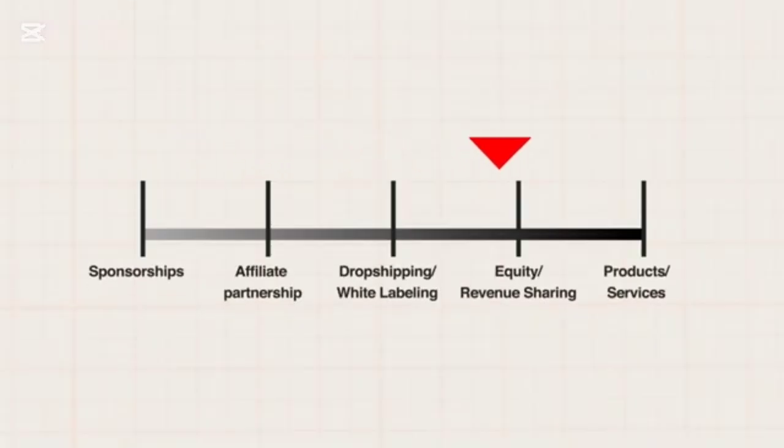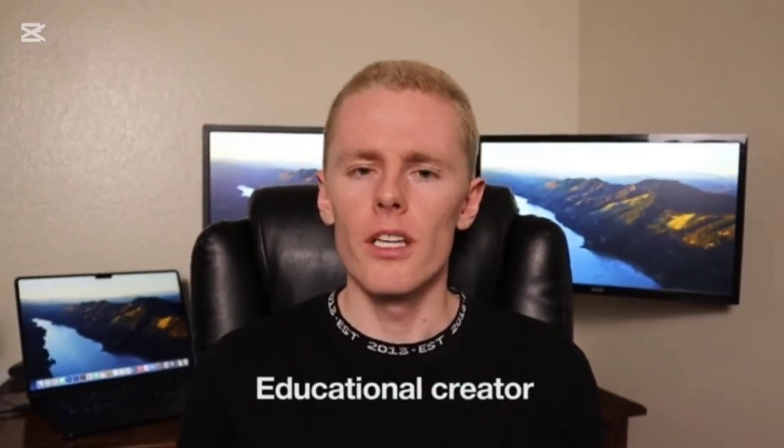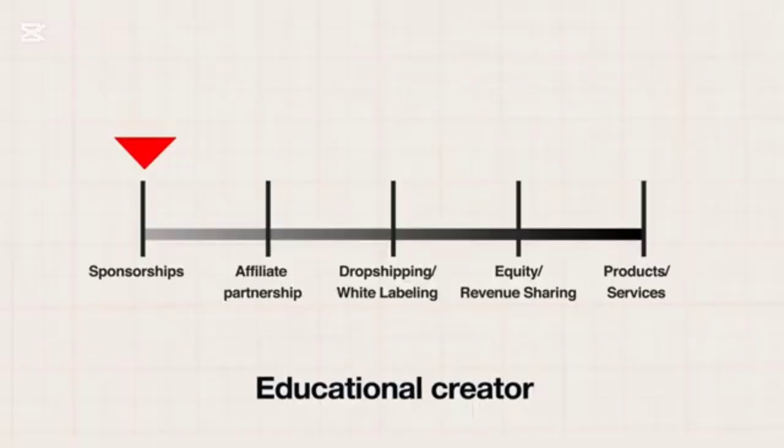So those are the 5 ways to monetize according to Alex Hormozi. And basically what you would do is you start with the method that makes the most sense for your audience and then slowly expand from there. So if you are an entertainment creator, most likely you're going to start all the way over here on the left and then slowly work your way to the right. But if you are an educational creator, you may start over here on the left and then jump all the way over here to the right a lot sooner and create a product or service because that's what makes the most sense for your audience.